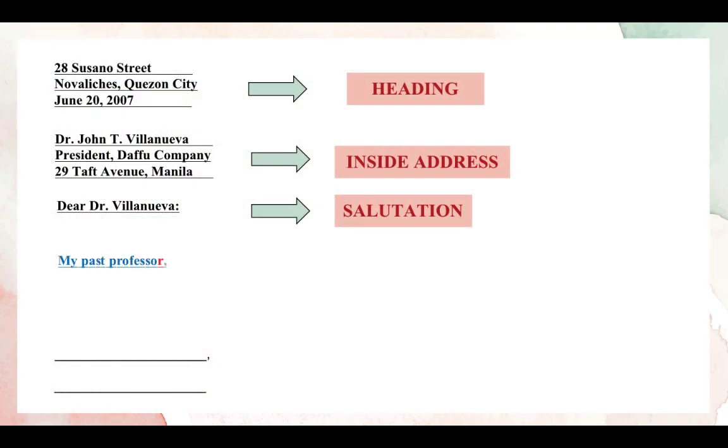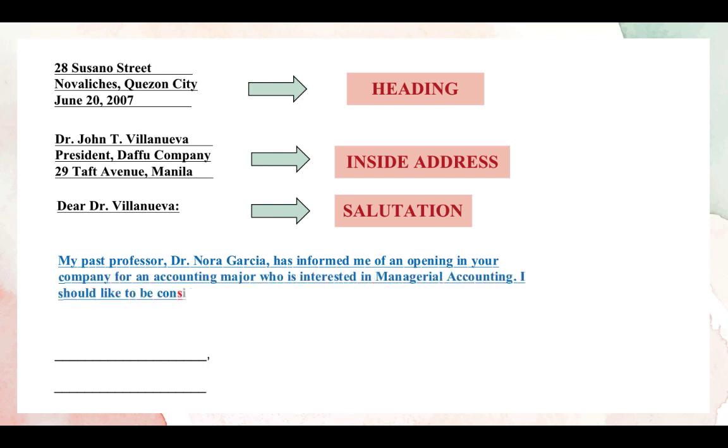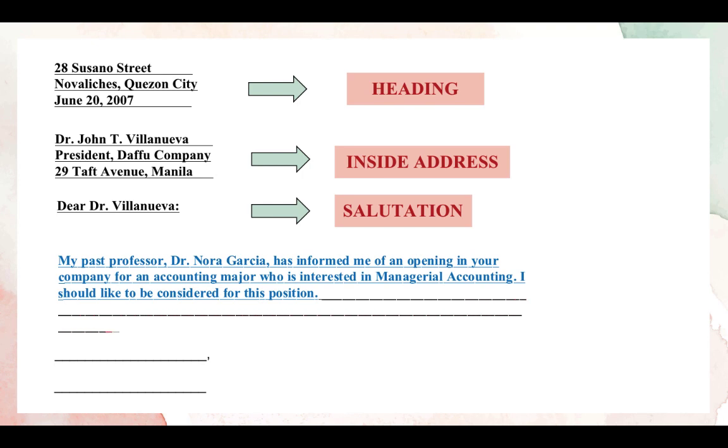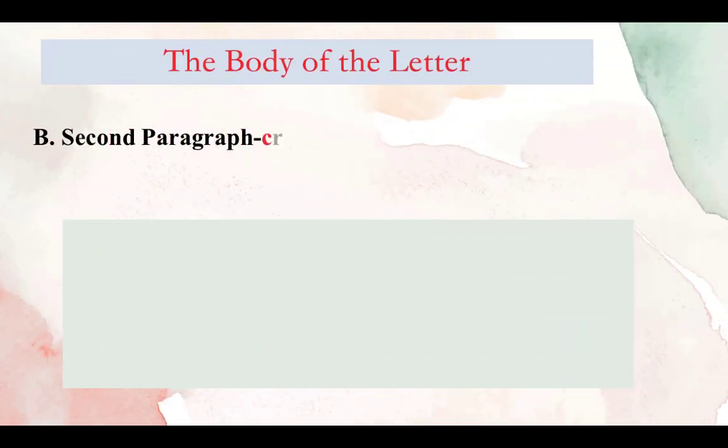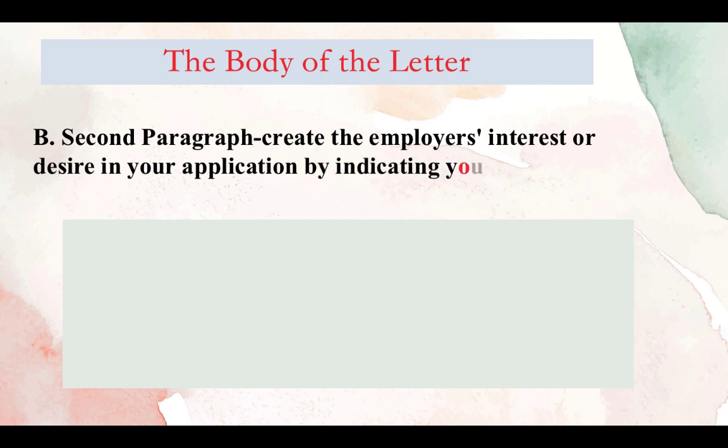Thus, the first paragraph has achieved the purposes to attract the attention and let the reader know your intention. The second paragraph creates the employer's interest or desire in your application by indicating your educational attainment. In this part, you are not expected to list all your educational experience. Instead, it's a wise way to demonstrate the related information.